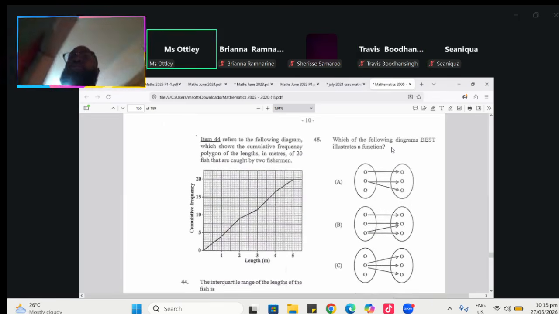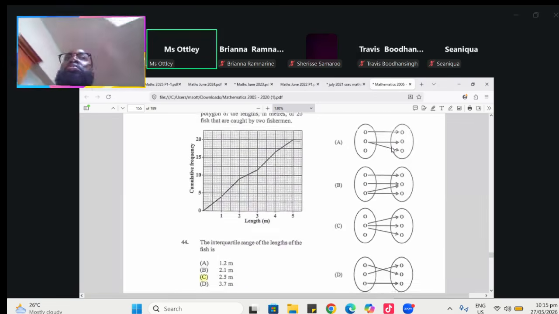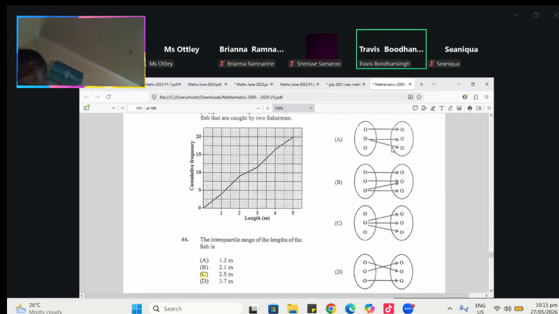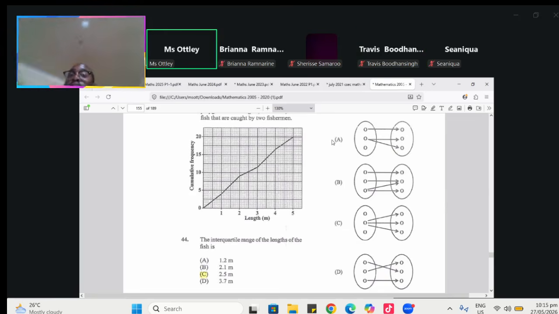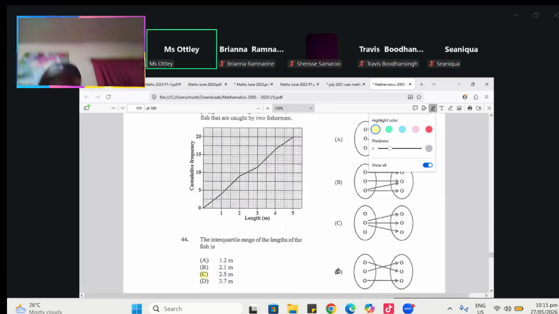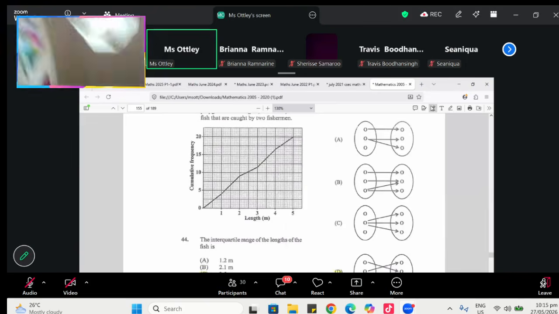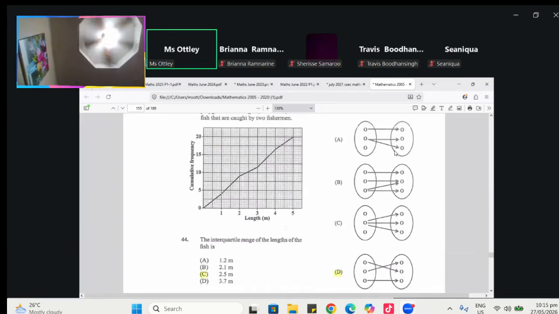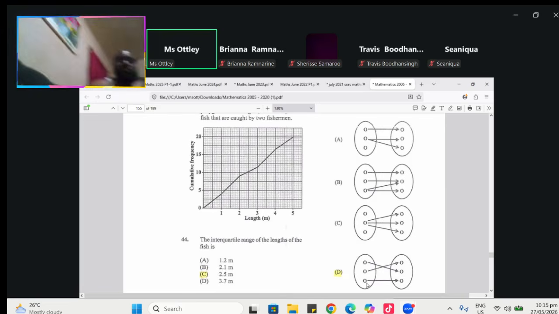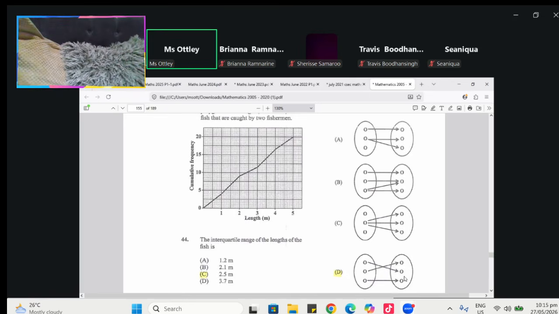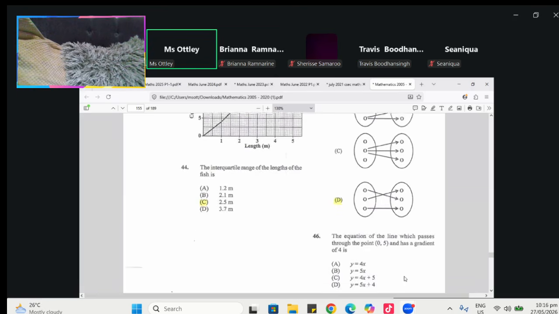Number 45, which of the following best illustrates a function? In order for it to be considered a function, it can only be mapped onto one. It can only go one place. So if you look at A, the second one is going 2 places, definitely not a function. B, third one also 2 places, not a function. C, second one going 3 places, no. But D, each element of the first circle is mapped onto only one in the second circle, making that the best illustration of a function. All right?